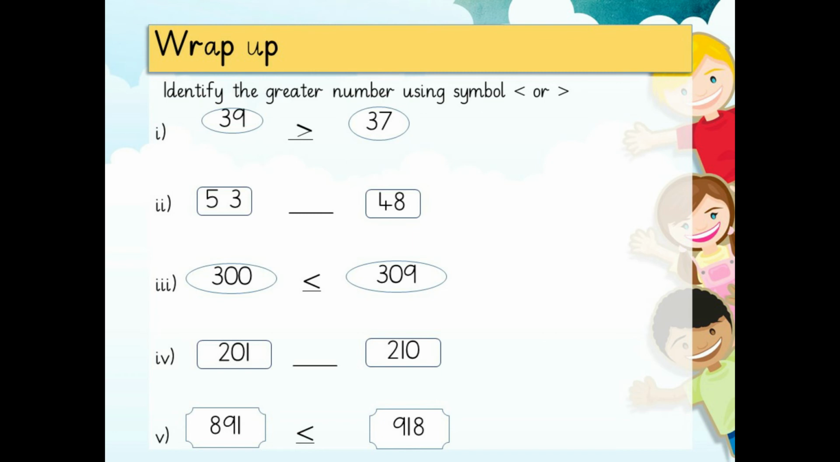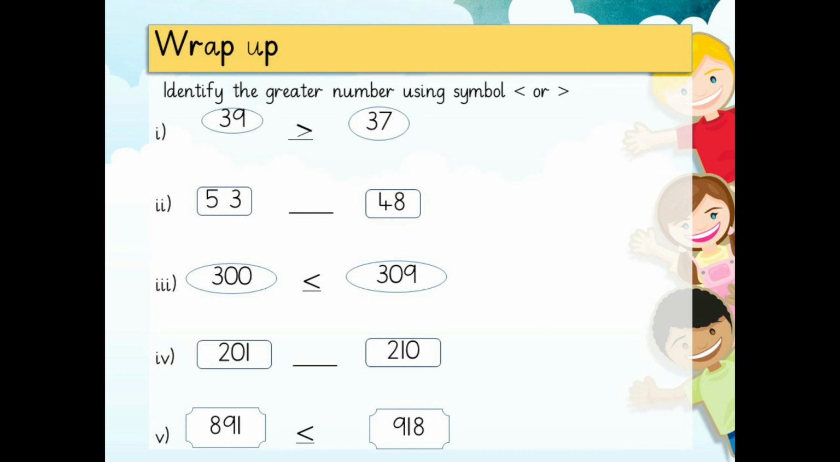Now it is time to do some task. Question is, identify the greater number. There are different sets of numbers given over here. You can see the first one is 39 and 37. You have to compare these 2 numbers. So what's the process of comparing? You have to start comparing from the highest place value. Which is the highest place value over here? Just imagine, because no place value table is given over here and no place values are identified at the top. You have to imagine yourself.